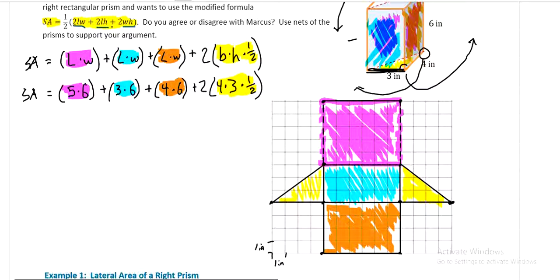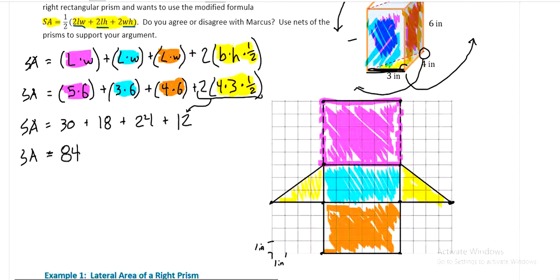All right. So from here, let's keep going. Now we can actually find the area by doing our multiplication first and then doing our addition. So after multiplication, we get 30 plus 18 plus 24 plus 12. Remember, the 12 came from actually doing all this, then multiplied by 2 again. After we do our addition, we get 84. So since it is area, we got to put units squared. In this case, it's going to be 84 inches squared. So we found the surface area of this is 84 inches squared.